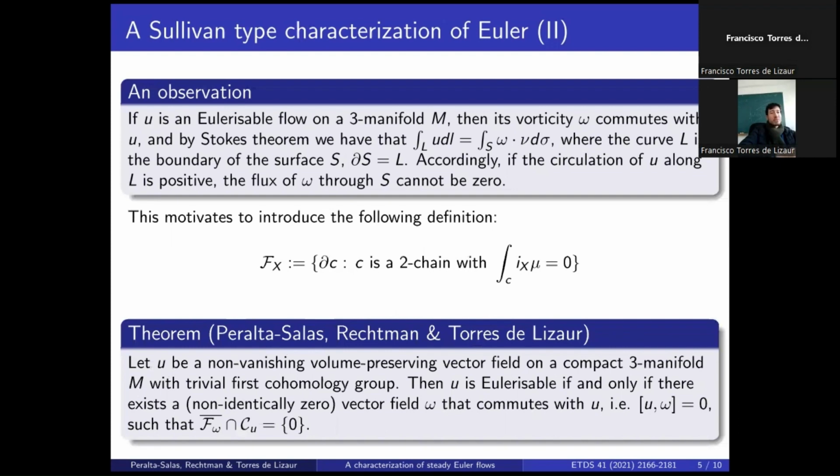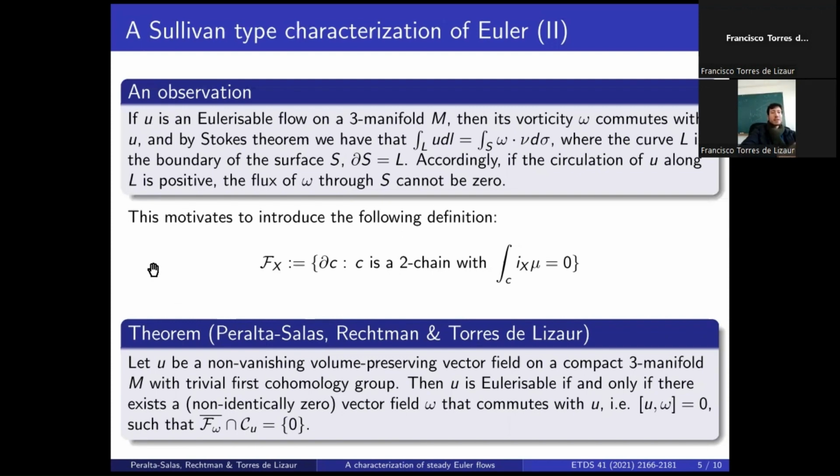So the main theorem says the following. If you have a non-vanishing volume-preserving vector field U on a compact three-manifold with trivial first homology group, and we are going to see that this is necessary in the proof, then U is Eulerizable if and only if there is a non-trivial vector field ω that, first of all, commutes with U, and second, the set of generalized periodic orbits of U, so the set of Fourier cycles of U, does not intersect the generalized zero-flux boundaries. A generalized periodic orbit cannot be the boundary of a generalized zero-flux surface. So these two sets of one-currents intersect only in the zero one-current.